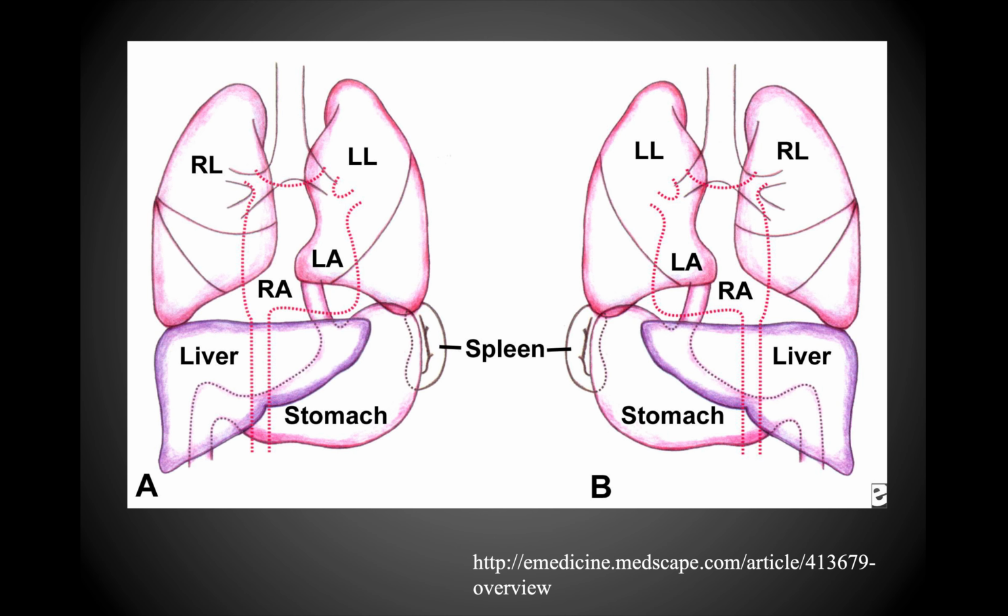And so here we have a schematic of what this looks like. So again, you can see with situs inversus, you basically have this mirror image where now the liver's on the left instead of the right, stomach's on the right instead of the left. Basically the left lung is now what the right lung should normally be. Right lung is where the left lung would normally be, and the heart has again shifted its apex from the left to the right.